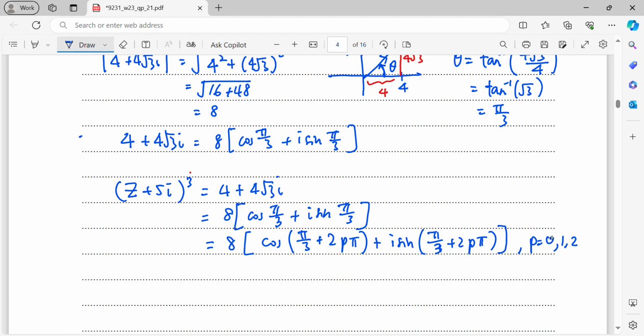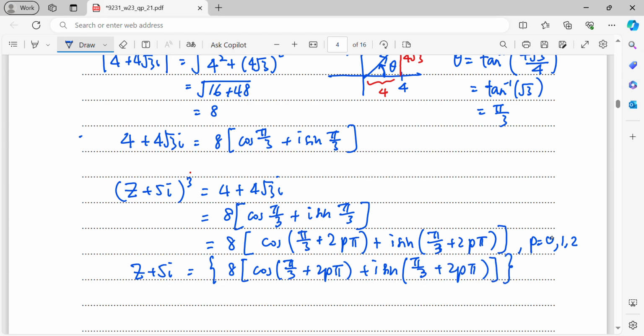Okay, power 3 here. So now I will write z plus 5i. The cube moves to the other side. That means it will be the cube roots of everything. So again, your p value will be 0, 1, 2. So it will be 3 p values because of the cube root.